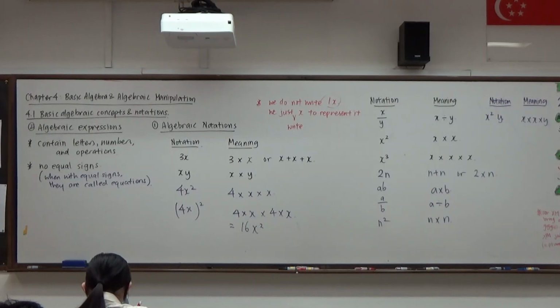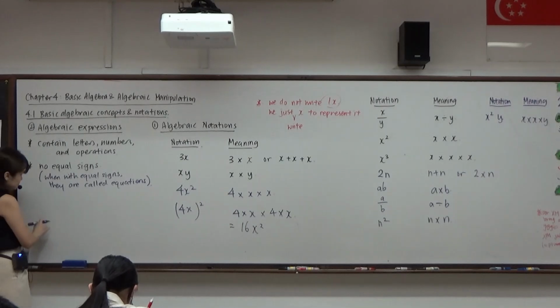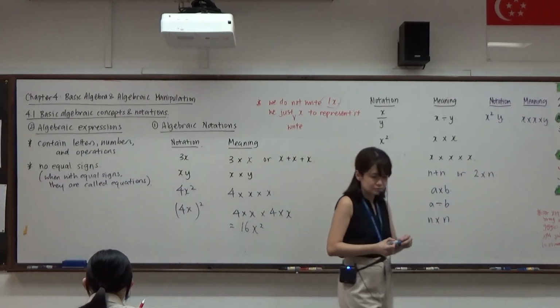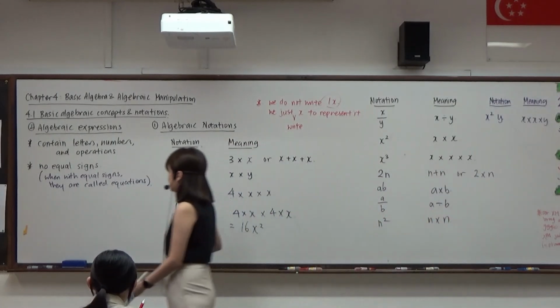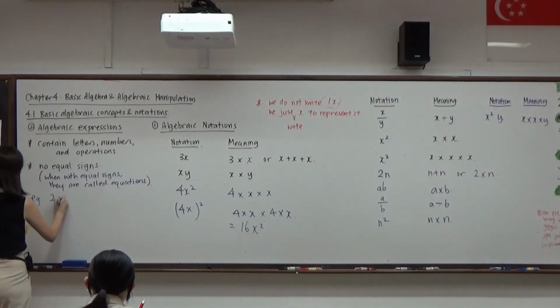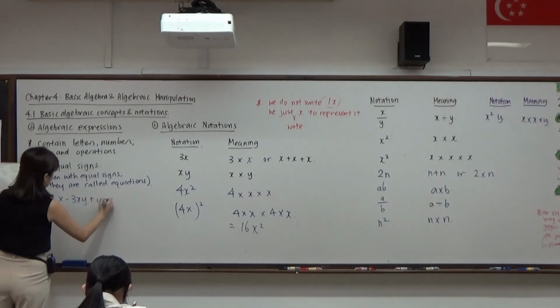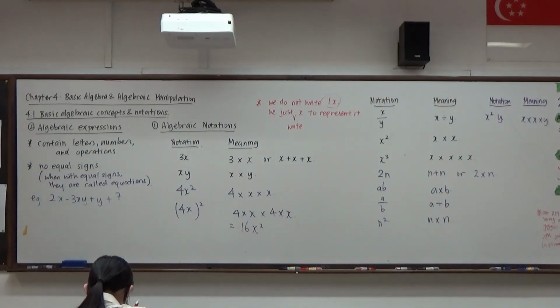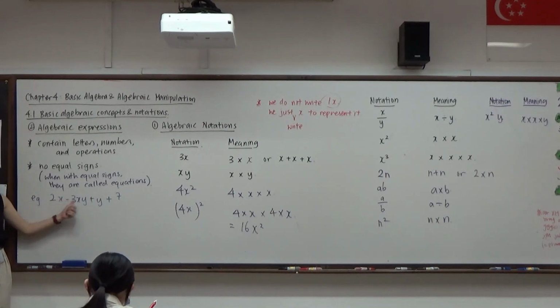Okay. So if I have a statement such that there's letters, numbers, and operations, and then there's an equal sign in it, that is what we call an equation itself. So for example, we have 2x minus 3xy plus y plus 7. This has numbers inside, has letters inside, there are operations as well, your minus and plus. In fact, there is multiplication hidden in it as well. So this in general is what we call an expression.